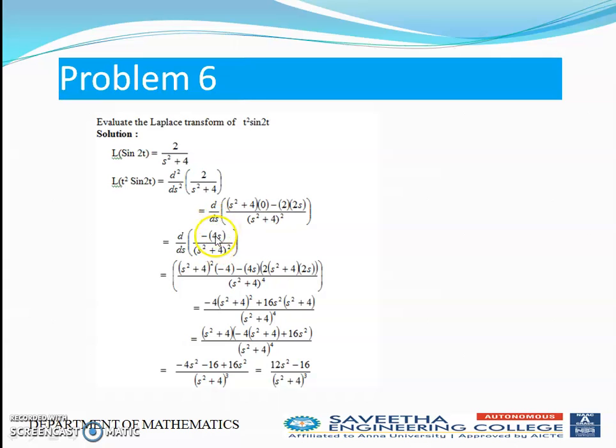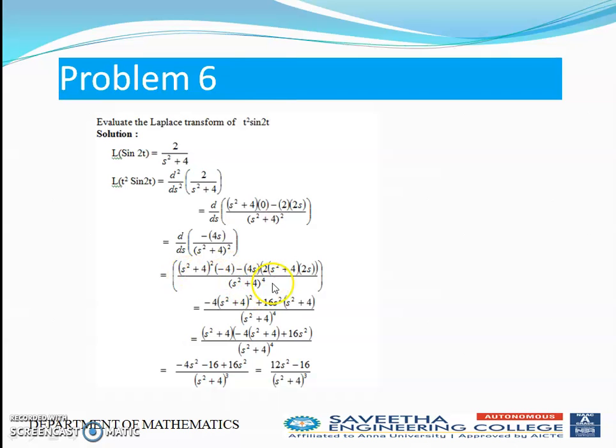So again you can use the u by v form. So s square plus 4 whole power 4. Then s square plus 4 whole square. Differentiation of 4s is 4, minus. Again we can write minus 4s here. Then differentiation of this value is 2 times s square plus 4. Again differentiation of s square is 2s. Then whole divided by s square plus 4 whole power 4.